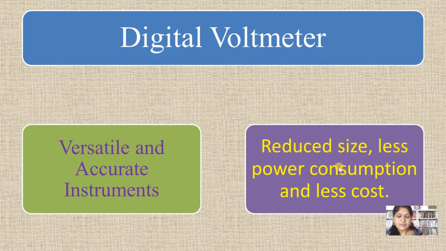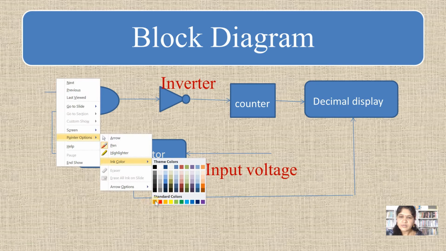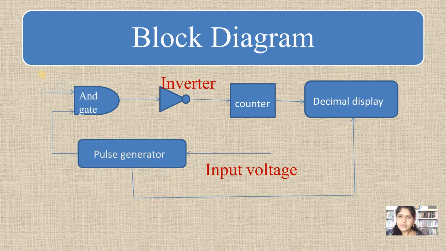Now let us come to the block diagram of the digital voltmeter. You can see here the various components in the block diagram are AND gate, inverter, counter, display, decimal display, pulse generator. The input voltage is given to the pulse generator. The output of the pulse generator is given to one of the inputs of the AND gate, and another input is given as a train of pulses.